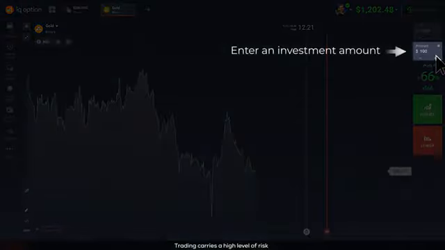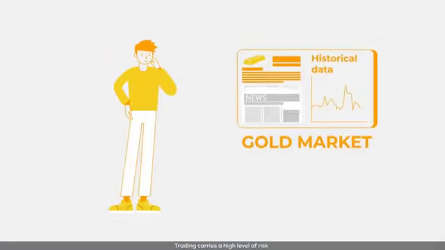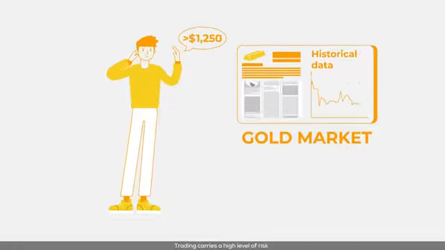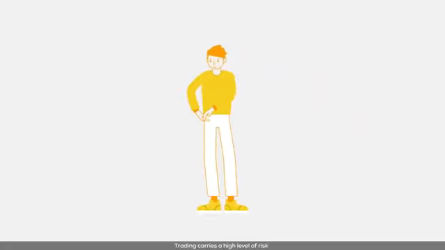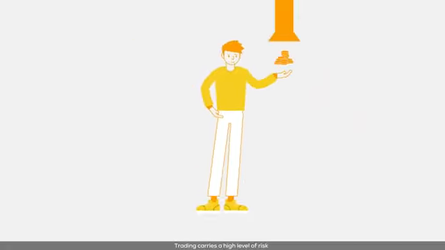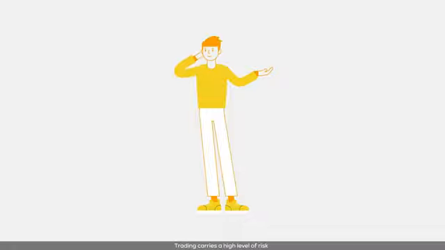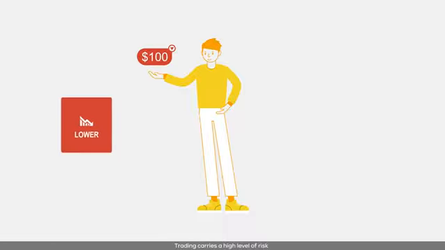Then he should enter an amount to be invested by pressing the amount button below the time button. After a long analysis, Jimmy believes the price of gold will go above $1,250 by the end of the week. So, he decides to invest $100 into buying a gold binary option at an opening price of $1,250 and presses the higher button to open a position. Contrarily, if he thought the price of gold would go lower than $1,250 by the end of the week, he would do the opposite, sell a $100 gold binary option at an opening price of $1,250 by pressing the lower button.